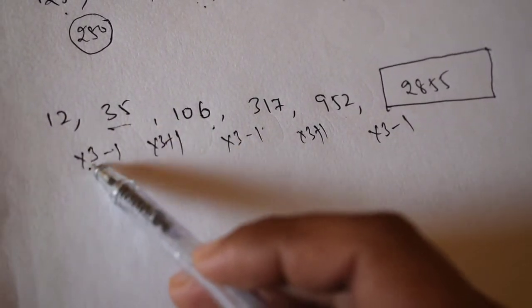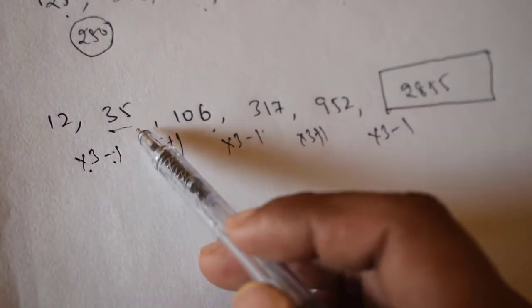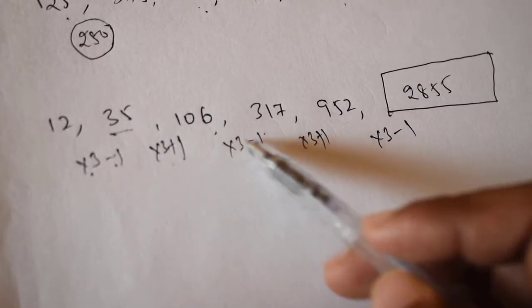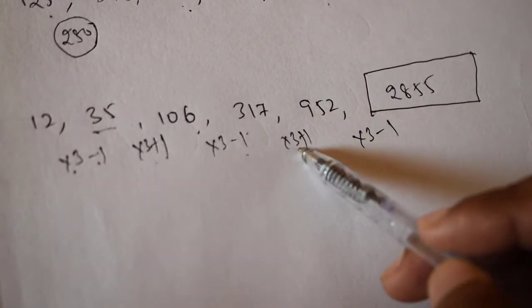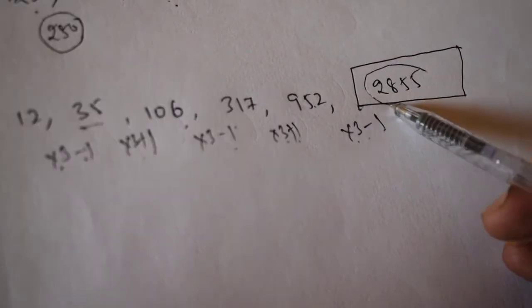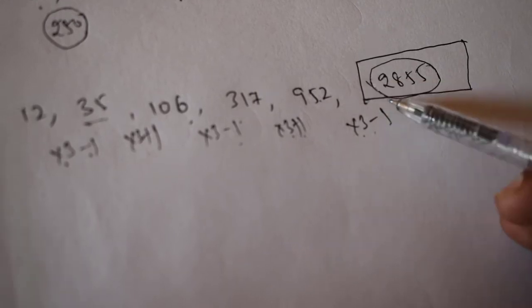1 is multiplied by 3 and reduced by 1. The next is multiplied by 3 and added by 1. And so on. By 3 and minus 1, it's multiplied by 3 plus 1. It's multiplied by 3 and minus 1. This is our number 2855.